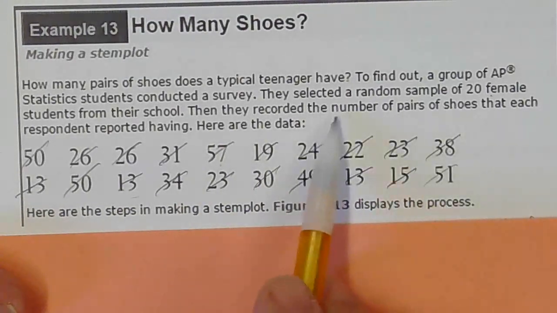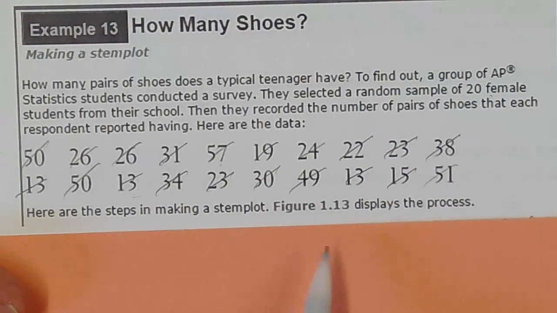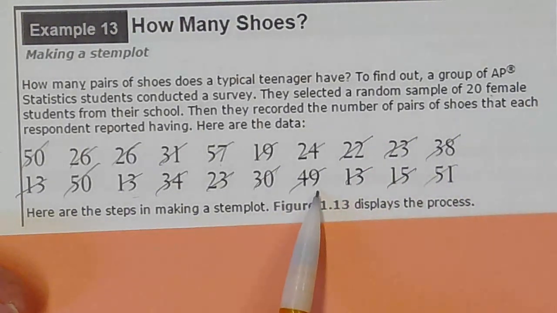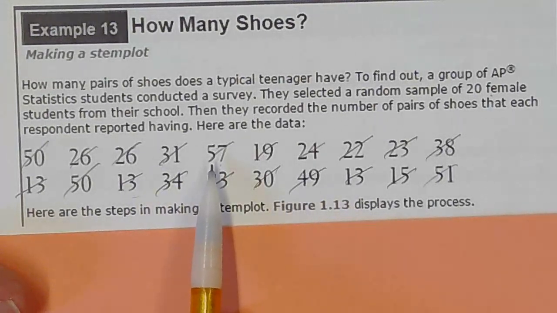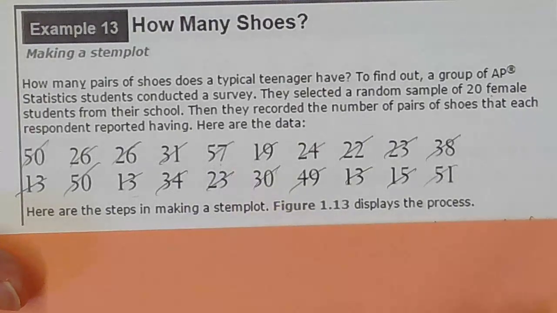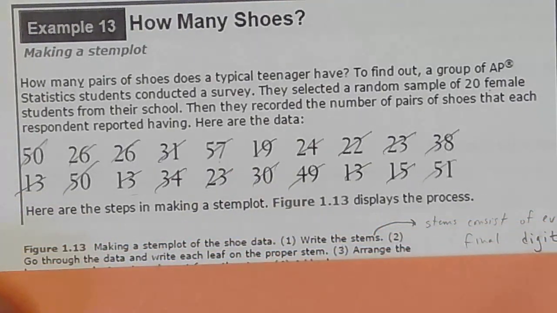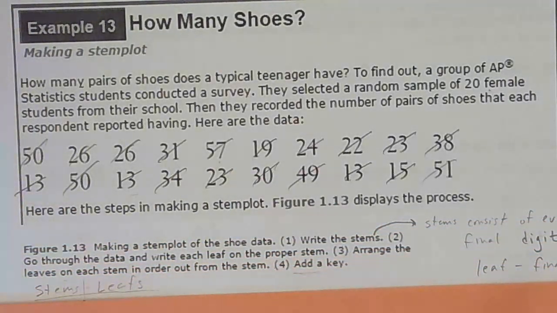For example, the number of shoes that females have. 49, are you kidding me? Please tell me somebody in this room doesn't have 49 or 50 shoes. 57, for crying out loud. It's ridiculous.